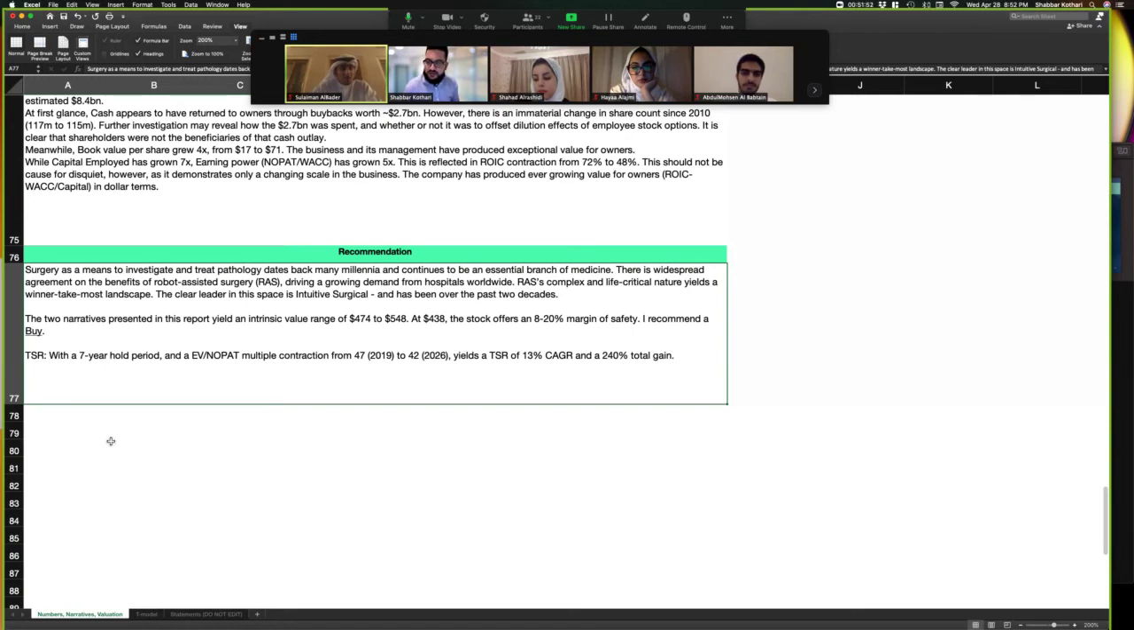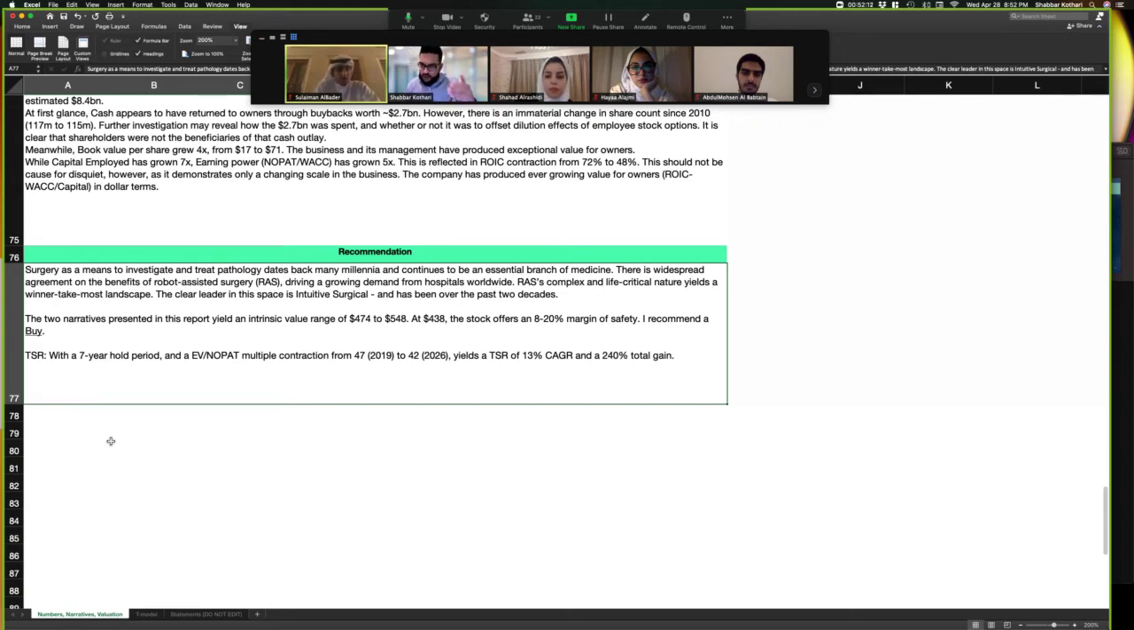The two narratives presented in this report show an intrinsic value range of 474 to 548. Now, at 438, the stock offers an 8 to 20% discount to the value that we estimated here. Therefore, I recommended a buy.